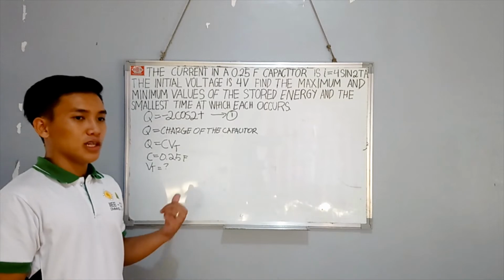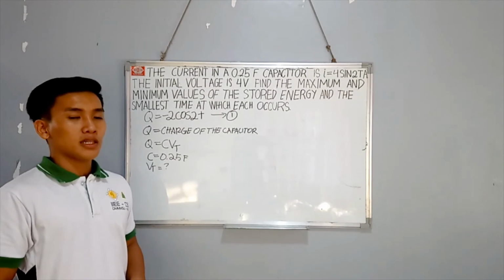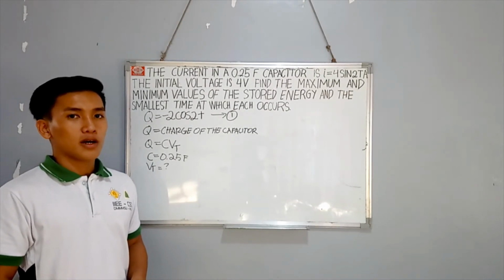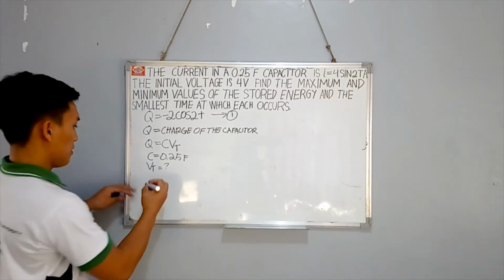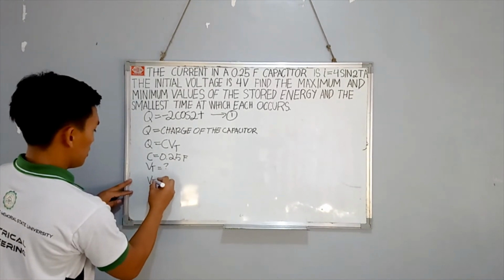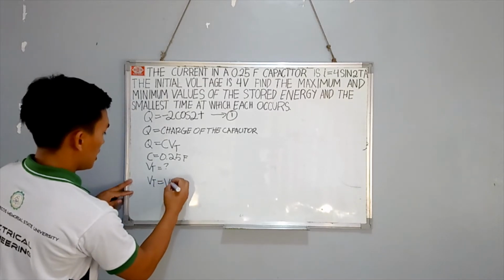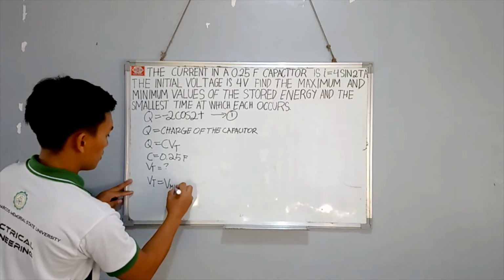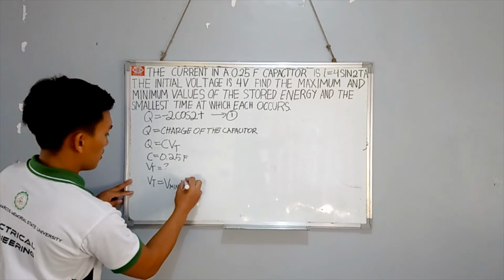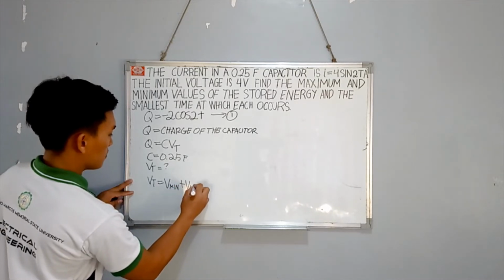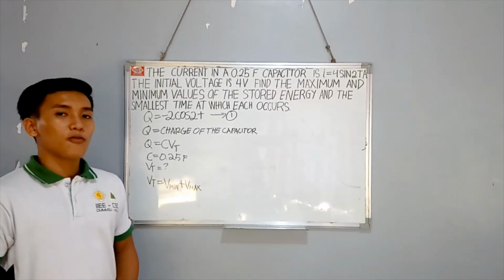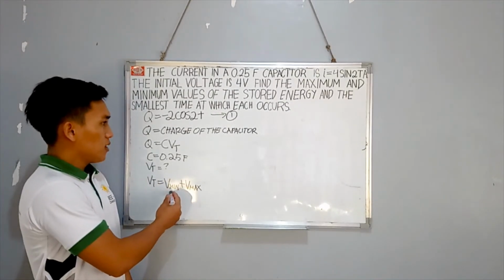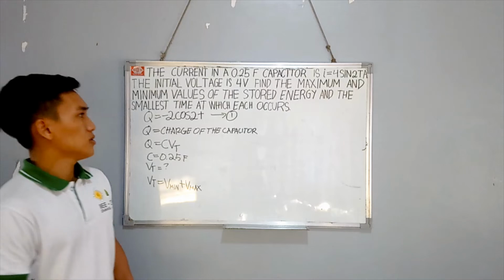To get the total voltage of the capacitor, we should get the sum of the voltage of the minimum and the voltage of the maximum, where Vt is equal to V minimum plus V maximum. In order for us to get the V minimum, we should redraw the figure.